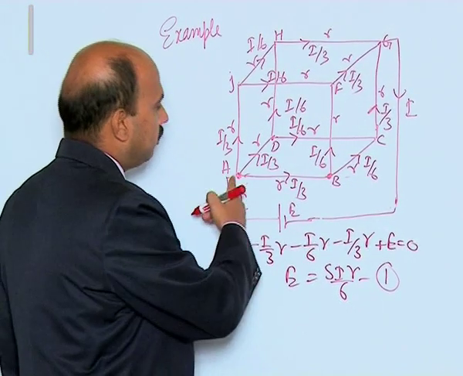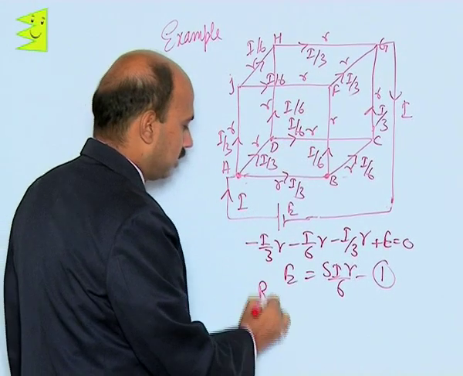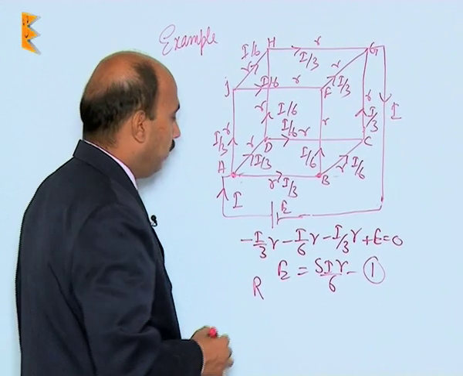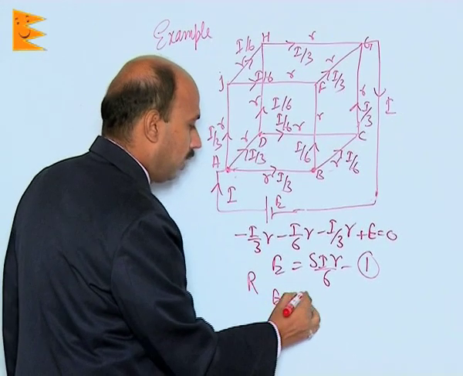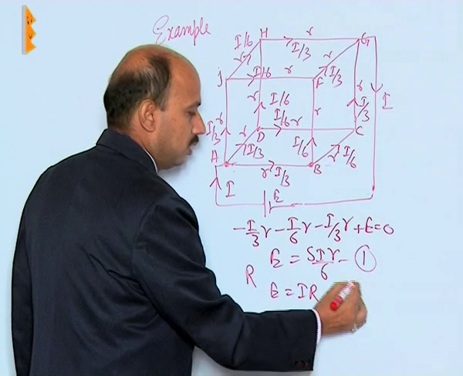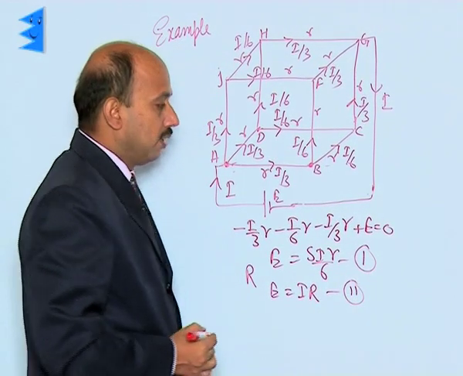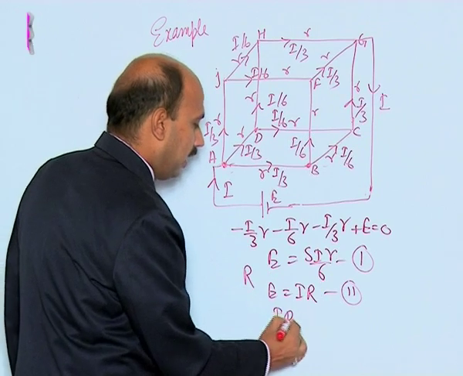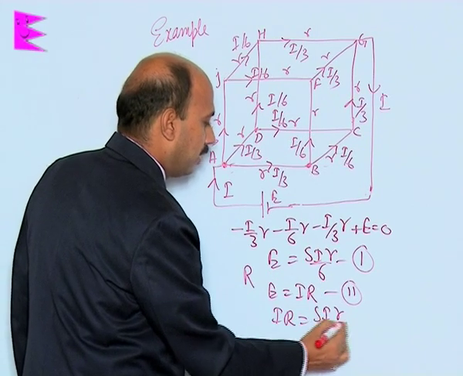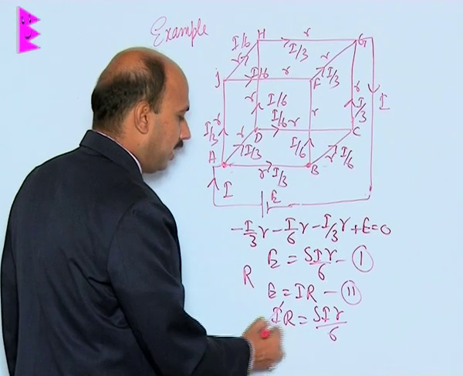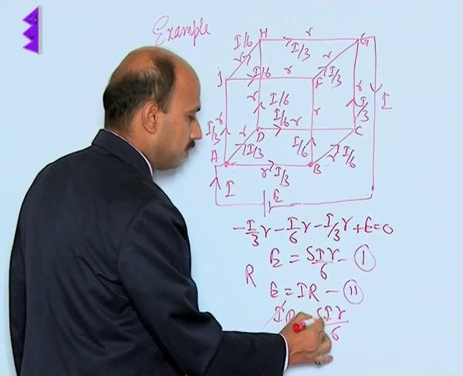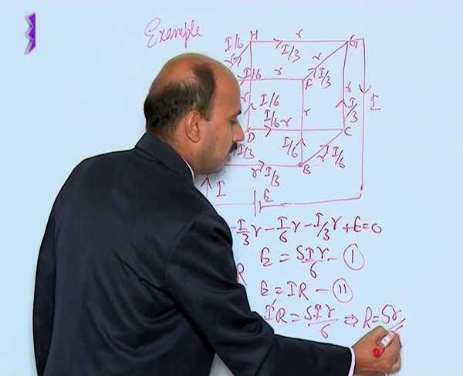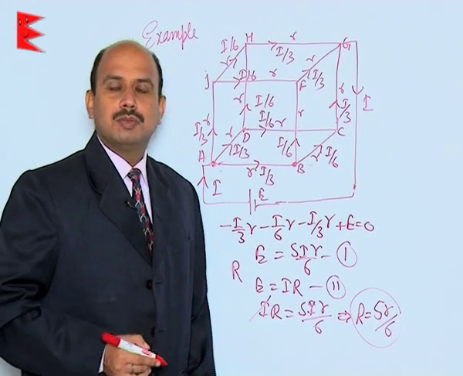Let the total resistance between A and G be R'. So we can write E is equal to I R', according to Ohm's law. So now using the first and second equations we can write I R' is equal to 5IR upon 6, and this I and I will get cancelled. So you will be getting R' is equal to 5R upon 6. So this is the total resistance between A and G.